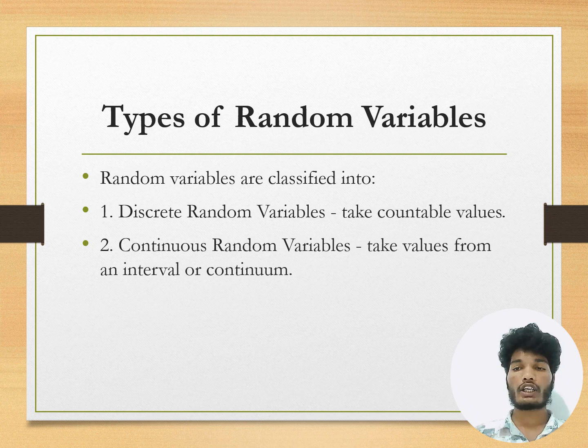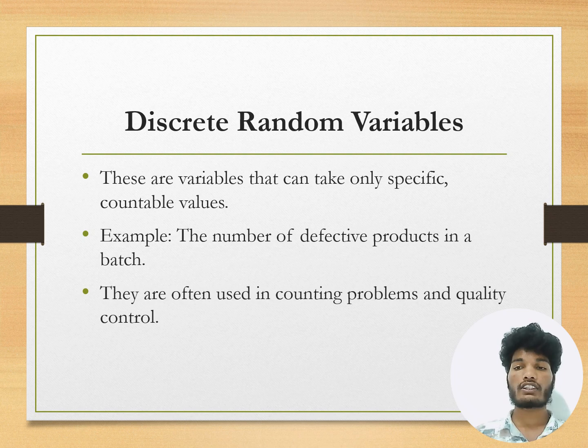Random variables are of two types: one, discrete random variables, and another one, continuous random variables. First of all, let us discuss the discrete random variables. Discrete means countable values, like 1, 2, 3, and so on. These variables can take only specific countable values.